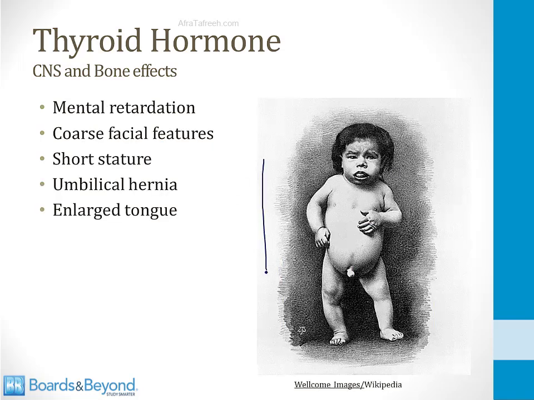This is a picture on the screen of a child with cretinism. They have mental retardation, as I mentioned. They have coarse facial features like the child in the picture, as well as short stature. And then two classic findings of congenital or childhood hypothyroidism are presence of an umbilical hernia, as is shown in the picture, and also an enlarged tongue, as is shown in the picture.